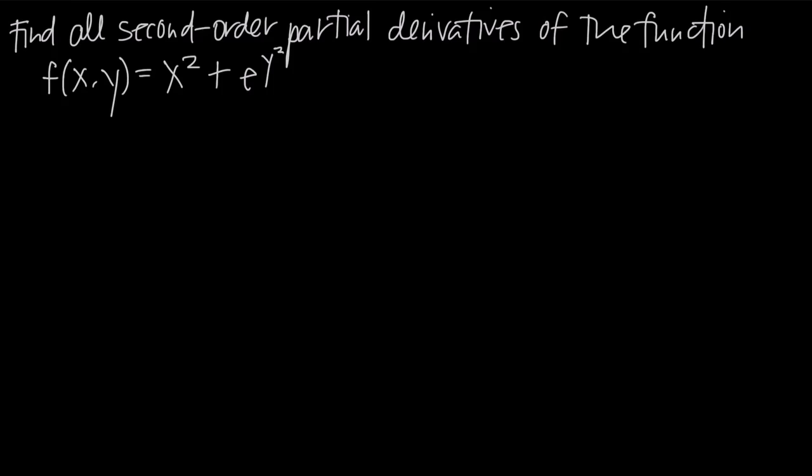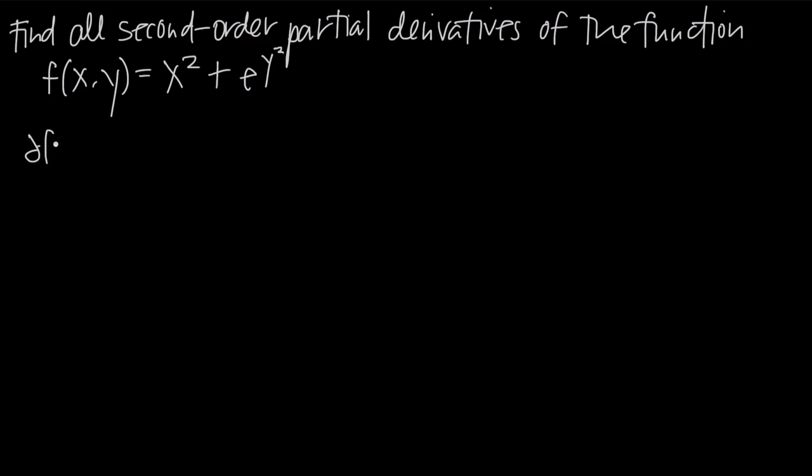In this video, we're talking about second-order partial derivatives of a multivariable function, or higher-order partial derivatives. And we already know how to take first-order partial derivatives of a function. So in this particular problem, we've been given the function f of x, y is equal to x squared plus e to the y squared.